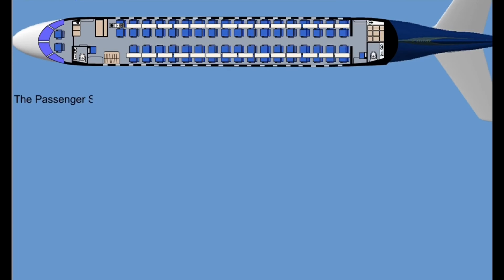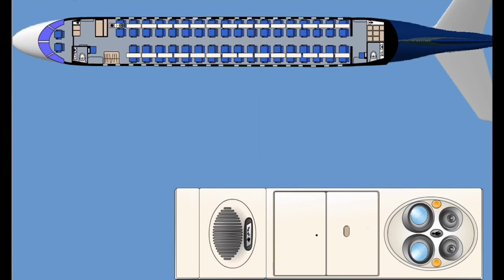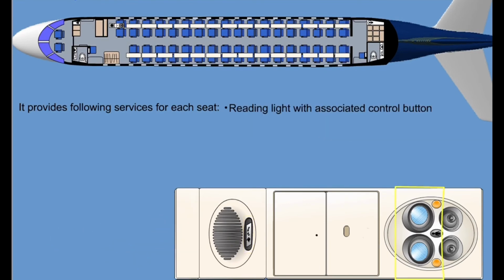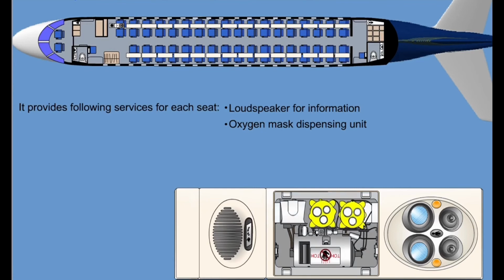A passenger service unit, PSU, is installed over each seat row. It provides the following services: passenger information sign, including no smoking and fasten seatbelt signs, a reading light with associated control button at each passenger seat, gasper air for each individual passenger seat, a push button and indicator for cabin crew call, a loudspeaker for information from the flight and cabin crew, and oxygen mask dispensing units.